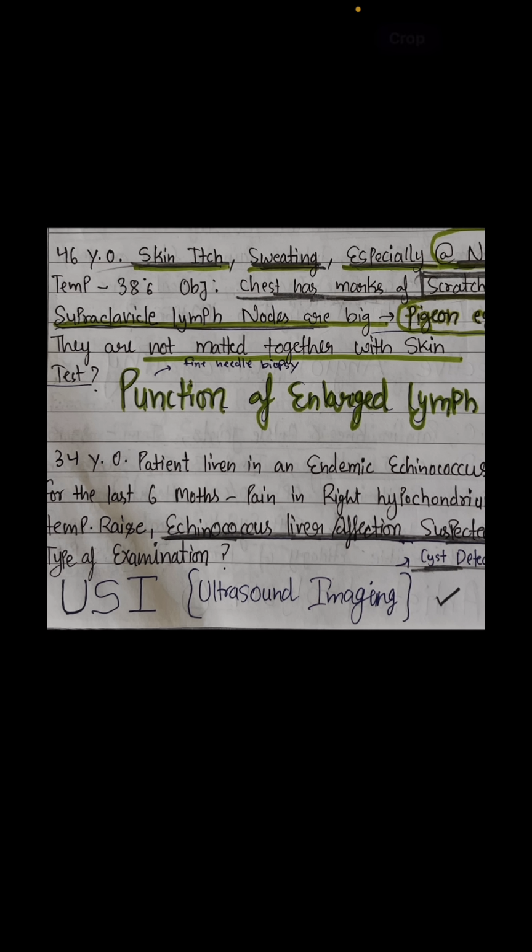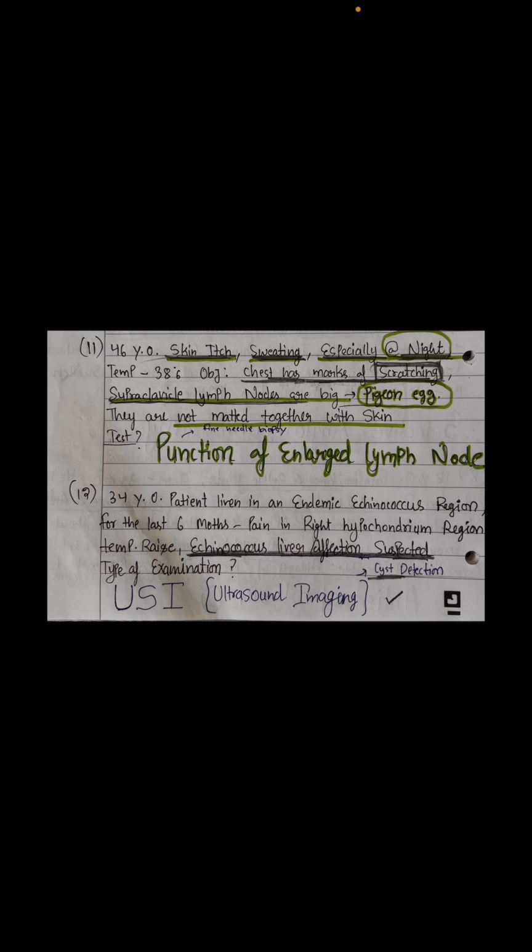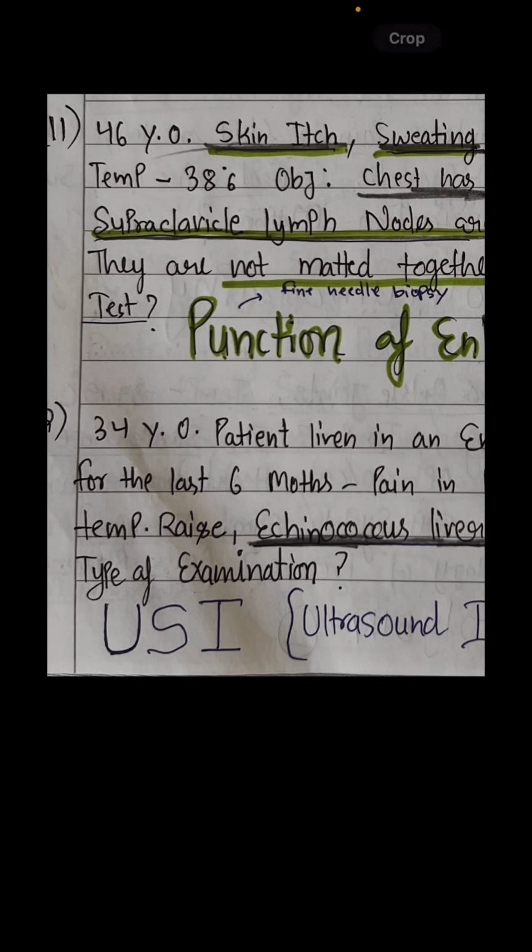So let's go to the next patient. The next patient is a 34-year-old living in an endemic echinococcus region. So when echinococcus liver affection is suspected, what happens is, echinococcus makes some cysts. There is a cystic stage of echinococcus in the liver. We can see some cysts, which are also known as alveoli. The cysts which we will see in the liver, we can easily see through ultrasound imaging investigations.